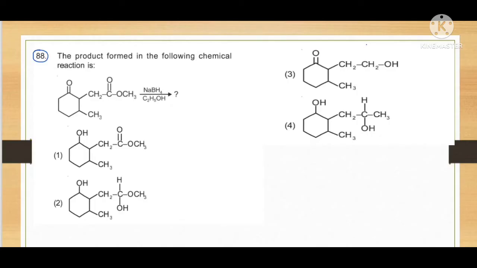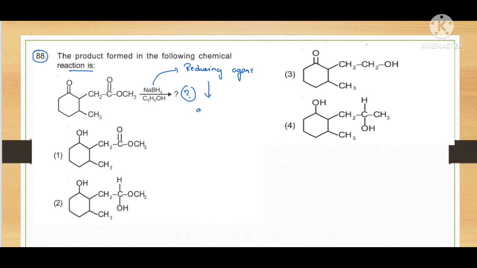Now let us see the 88th question. The product formed in the following chemical reaction is... What is the product formed in the chemical reaction? We all know that sodium borohydride is a reducing agent.